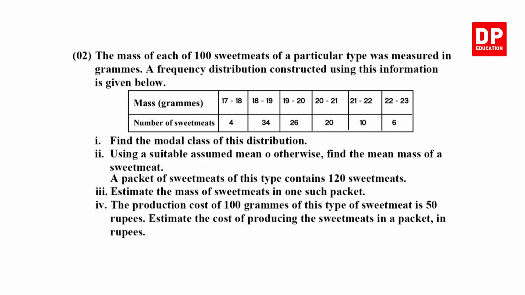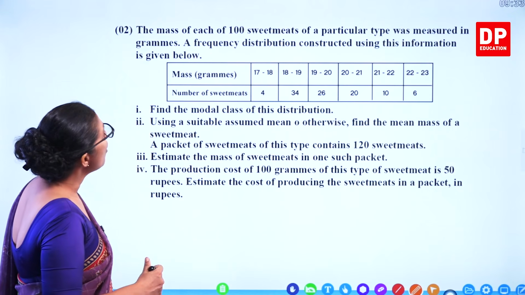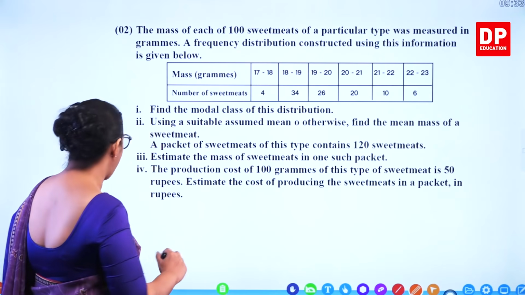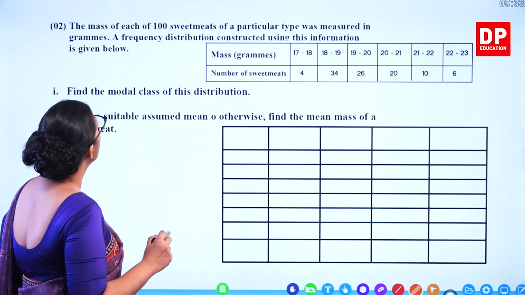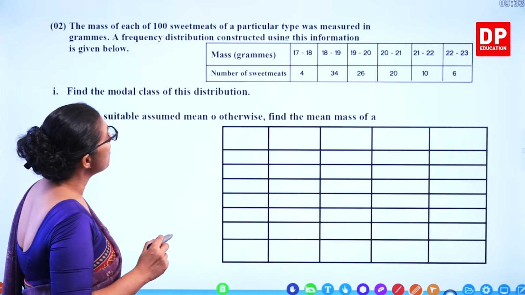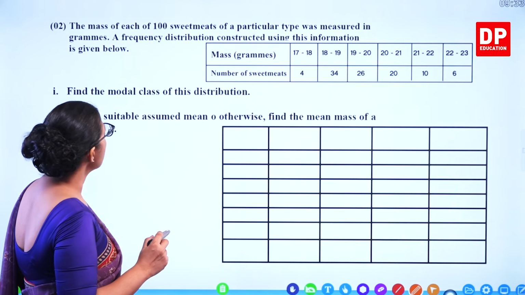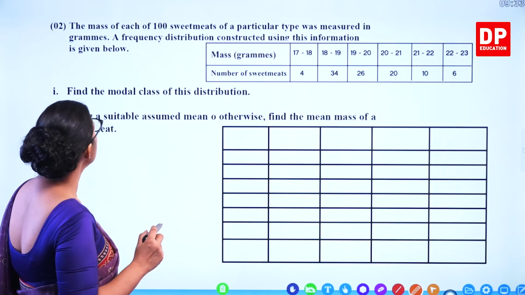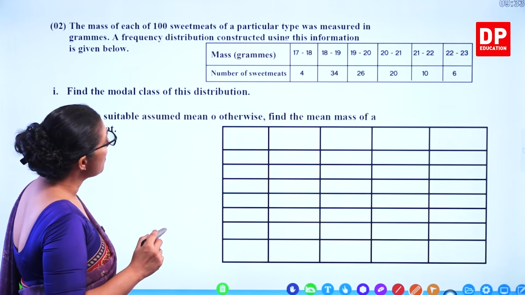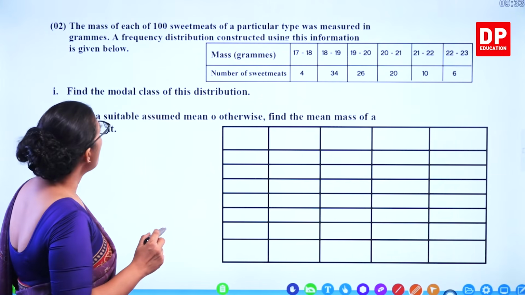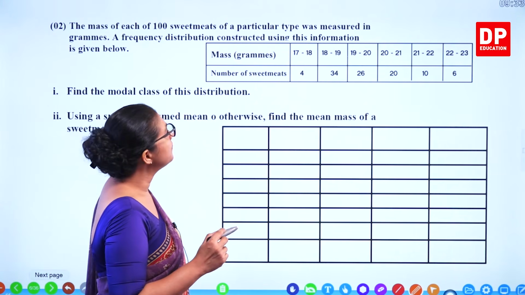Now you can try question number 2. This is a statistics question. You get 4 parts. The mass of each of 100 sweetmeats of a particular type was measured in grams. A frequency distribution constructed using this information is given below: mass and number of sweetmeats. Find the modal class of this distribution.